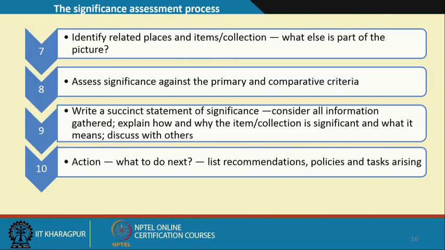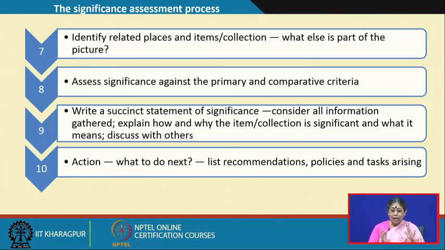After that, in the next point, we have to write the statement of significance. This is very important. Consider all the information gathered, and explain how and why the item or collection is significant and what it means, and discuss with others. So it has to be a very transparent process. And finally, the action: what to do next, listing recommendations, policies and tasks arising.